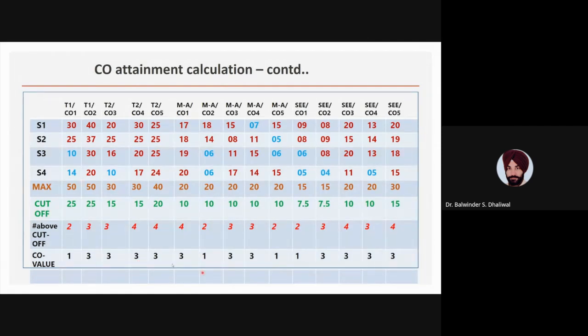Now you can see this for all these columns. First we calculate the number of students above cutoff, then from this number we calculate the percentage of students above cutoff. And from that percentage, we use those definitions of level values and write the CO attainment value. For example, for this column, the number of students above cutoff is 2. The total number of students is 4 for all columns. So 2 divided by 4 into 100 comes out as 50%. Now 50% of the students are above cutoff.